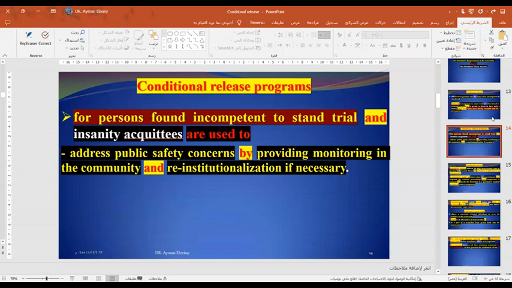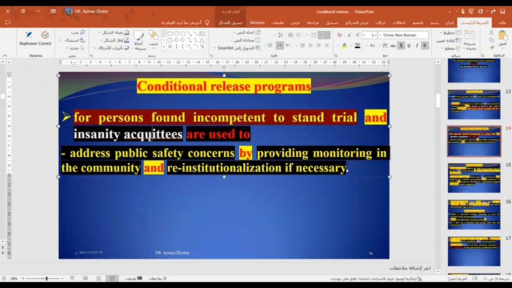So, conditional release for persons found incompetent to stand trial, and insanity acquittees, is used to address public safety concerns by providing monitoring in the community and reinstitutionalization if necessary.